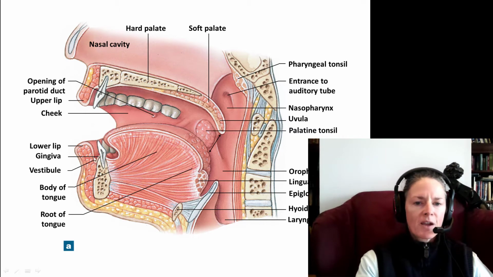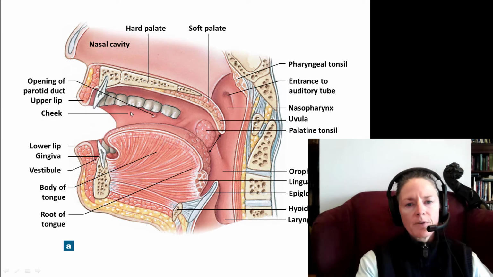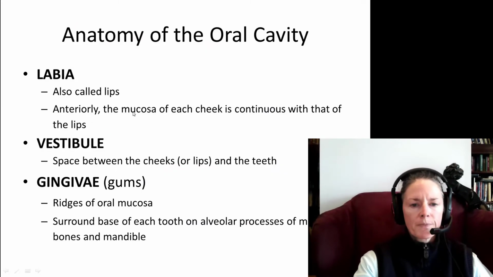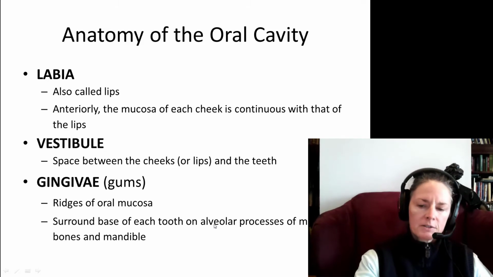Gingiva are the gums, and the epithelium is continuous with that of the lips and with the cheeks. And so we will find that this is also a stratified squamous, non-keratinized epithelium. The space between the gingiva and the other structures, such as the lip and the cheeks, is called the vestibule. We've already talked a little bit about the gingiva, and they're going to be surrounding each tooth, and they're going to be surrounding that alveolar process.